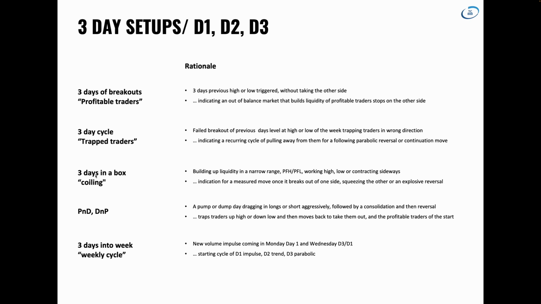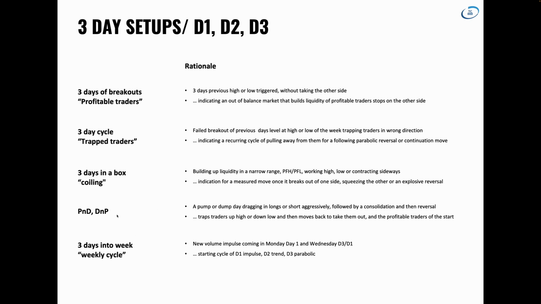Then 3 days in a box. Day 1, day 2, day 3. Again, 3 days in a row to be counted, coiling in a box. That can be inside days, peak formation high, peak formation low, day 0, we will come to that, or even 3 days working into a level. So it's always coiling, consolidating, open interest, a lot of positions in the market, and once the market moves away from that or starts moving, then you get either a nasty fake out in one direction or a measured move. So you need to wait for it to show its hand, but if it moves, it typically moves into 1, 2, or 3 range expansions out of this box. That's 3 days in a box.